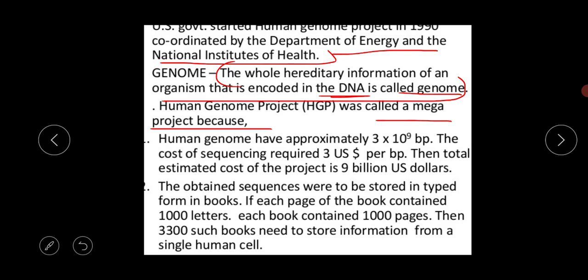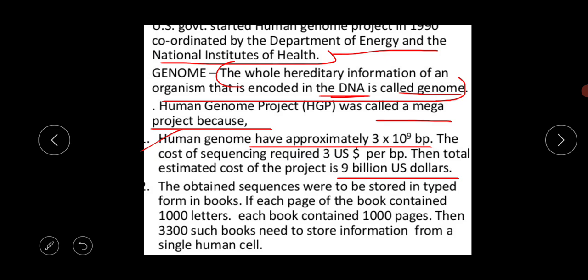And what is the aim of this HGP? What is the main aim of this human genome project? It actually has a triple aim, three aims are there. The first aim is mapping the whole human genome at the level of nucleotide sequence. The human genome has approximately 3 into 10 to the power 9 base pairs. The cost of sequencing required is $3 per base pair. So the total estimated cost of the project is $9 billion. So that's why this belongs to the mega project.